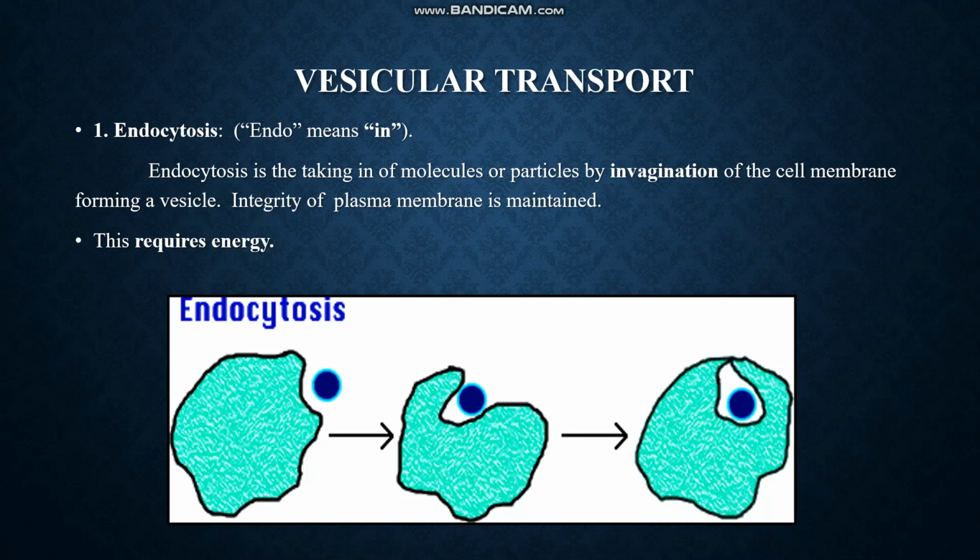Next is vesicular transport. Vesicular itself means transport with the help of a vesicle. It is of two types, endocytosis and exocytosis. Endo means inside, that is the movement of particles inside the cell. This can be by invagination of the cell membrane. This requires energy.